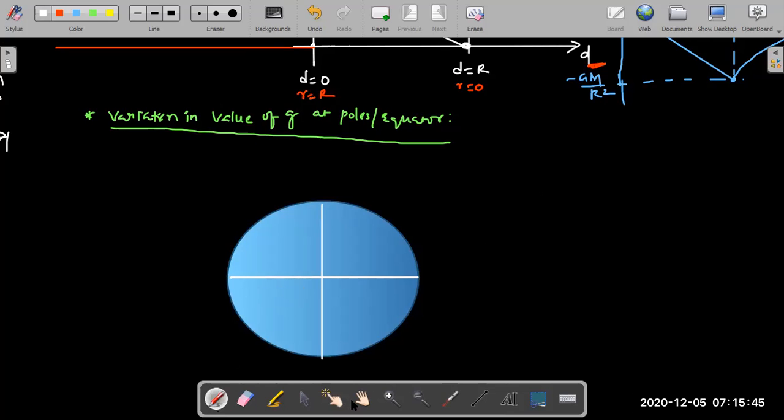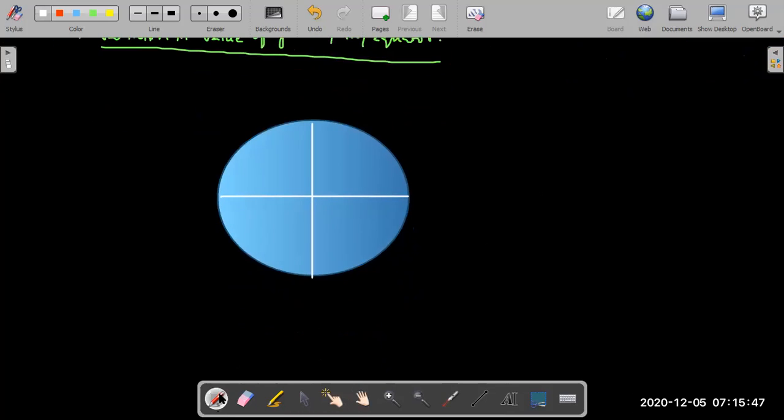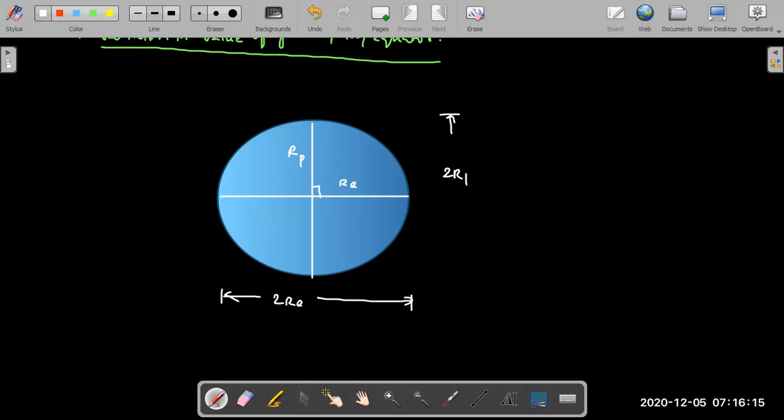if this is the radius at the equator, clear? Let's say this is perpendicular. This is the radius at the equator, and this is the radius at the poles. Now, what is happening is that if this is a diameter, this is 2 times the radius at the equator, and this is twice that of the radius at the poles.